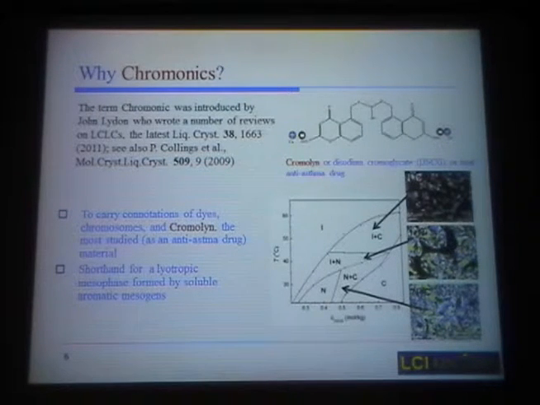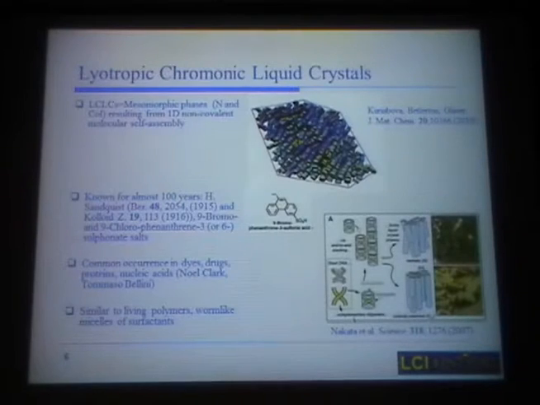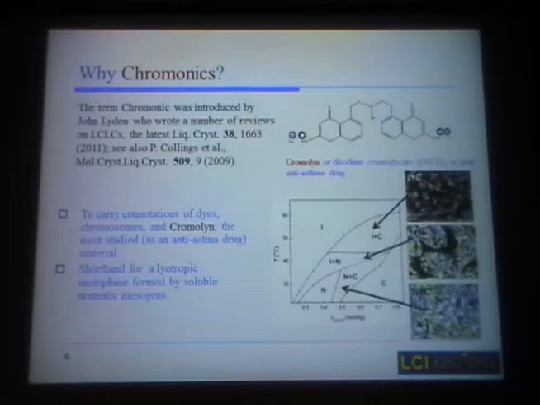But the point was that if you see this Noel Clark's picture of the DNA, you can easily imagine that there is a space for the flat disc-like dye molecules to intercalate between the units of DNA, or the base pairs of DNA, and that way show the color when you stain them. So Lydon thought that chromosomes and cromolyn should be combined in the term, and he said, let it be chromonic, and this is what we have right now.